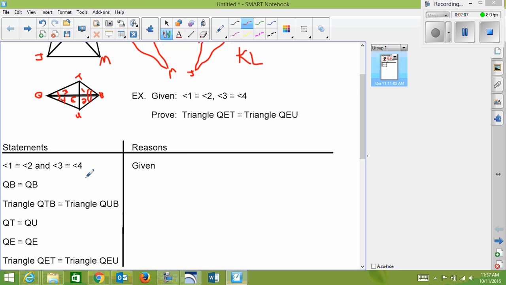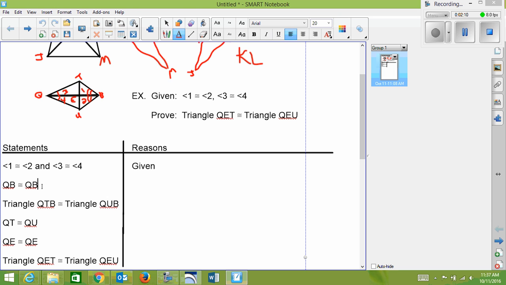So that is given. And then from there, I needed to say that QB here, this side that they share, is congruent to QB. And when something is congruent to itself, we call that the reflexive property. Then from there, I said that triangle QTB and triangle QUB are congruent. How do I know that? I know that an angle, a side, and an angle are congruent. So ASA theorem, I'm just going to put ASA.